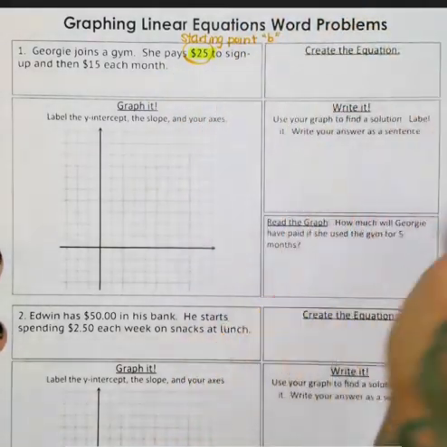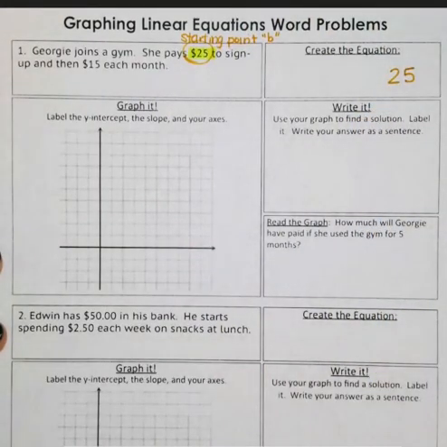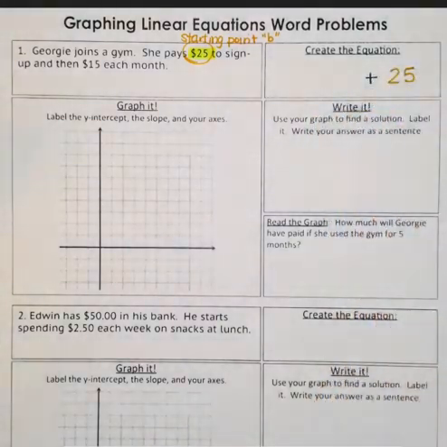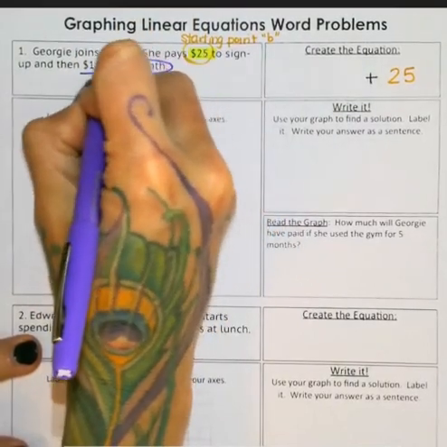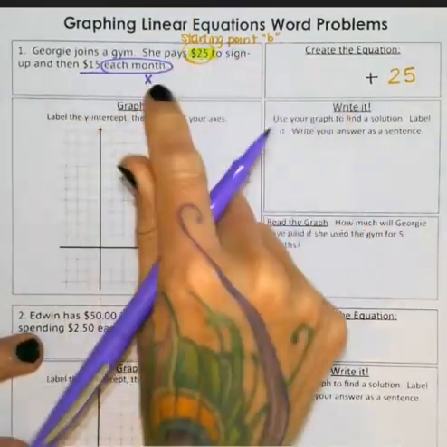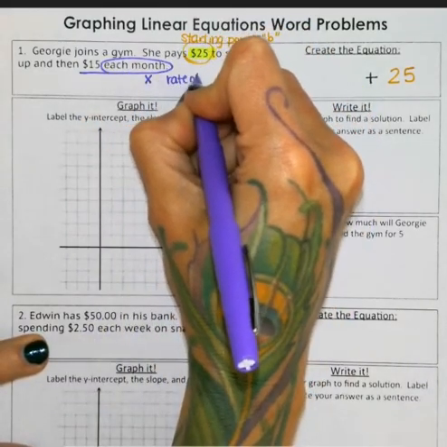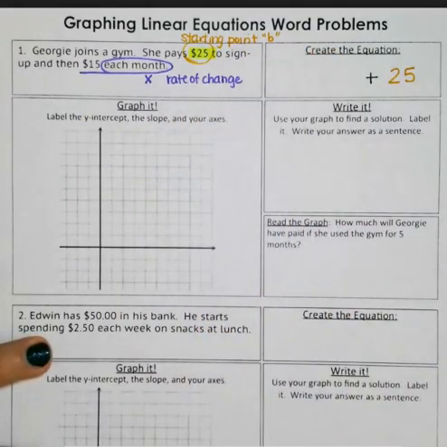So if I'm looking at creating my equation, I know I'm going to have a 25. I'm going to hand them $25 at sign up. And then we're going to do $15 each month. So $15 is the each month part. Month is going to be my X. That's what we're counting by. This is our rate of change. So this is the rate that his cost of joining the gym is going to change.